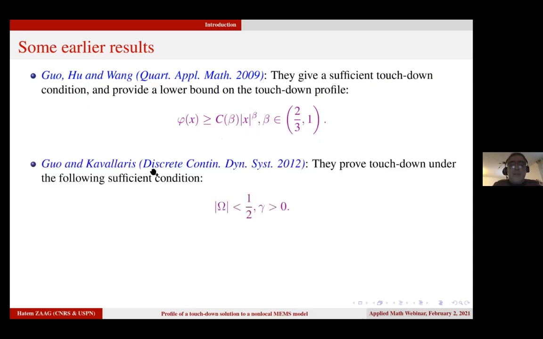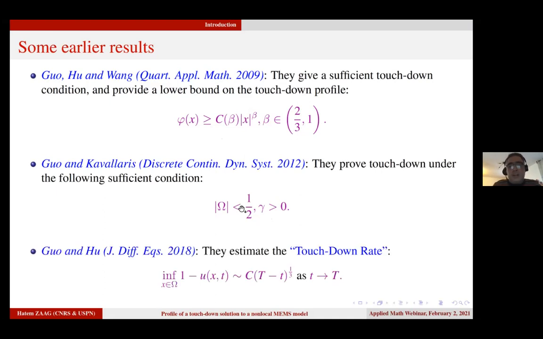We also have some sufficient conditions for touchdown by Guo and Kavallaris, which say, okay, when omega, the size of the device, is small and gamma is positive, then we have touchdown. And then also we have an estimate by Guo and Yu of the touchdown rate, because this distance goes to 0, but at which rate? These authors already have it. It's (T minus t) to the power 1/3. We will confirm, in fact, this rate, at least for our example.